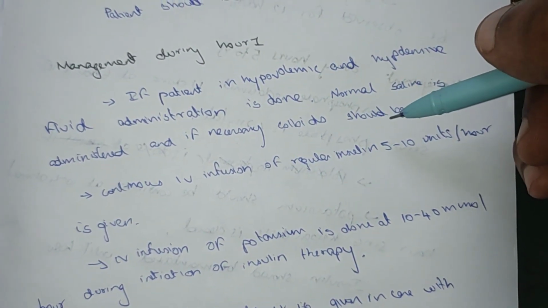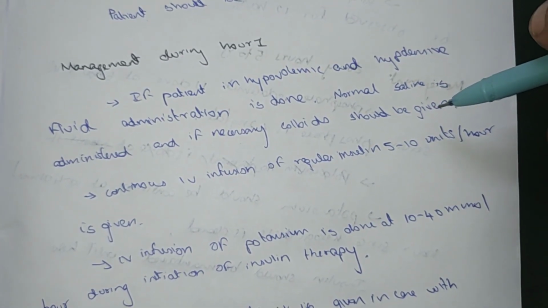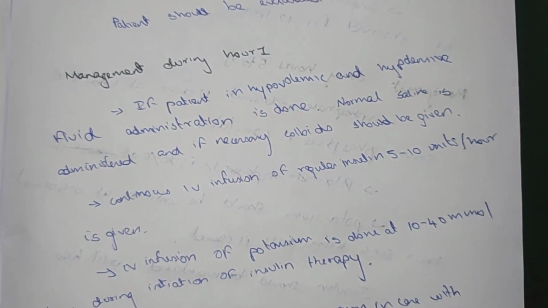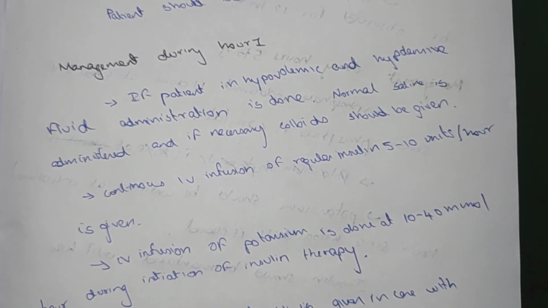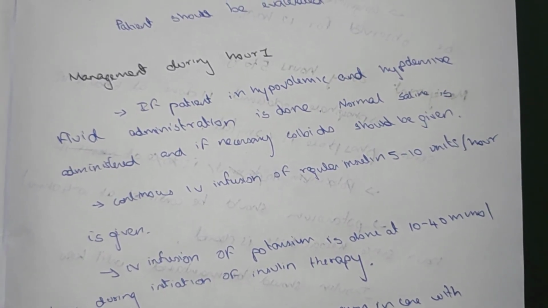A continuous IV infusion of regular insulin at 5 to 10 units per hour is given, due to the high blood sugar level in the body.